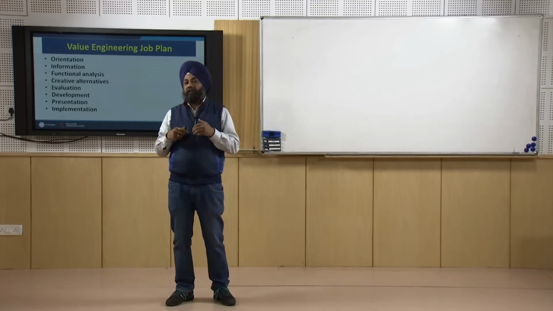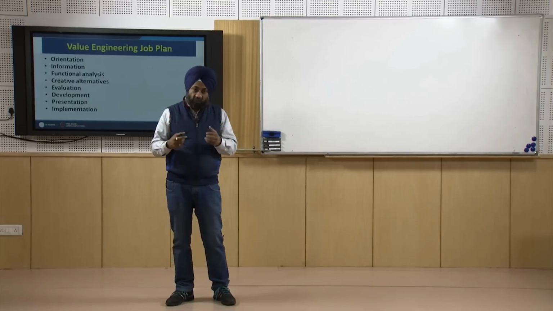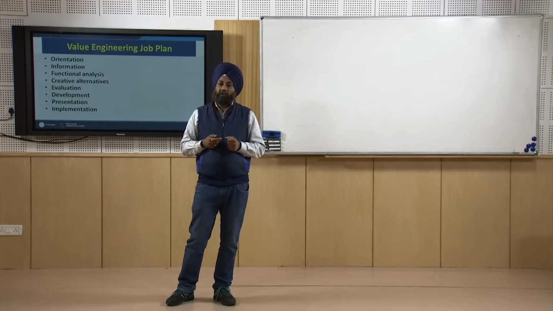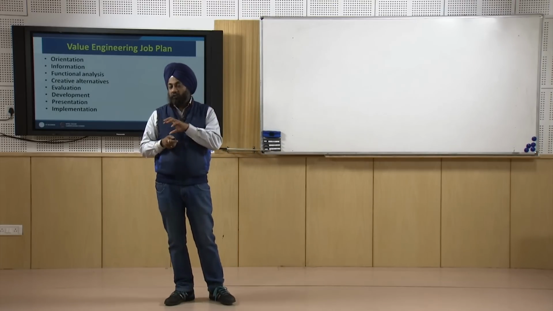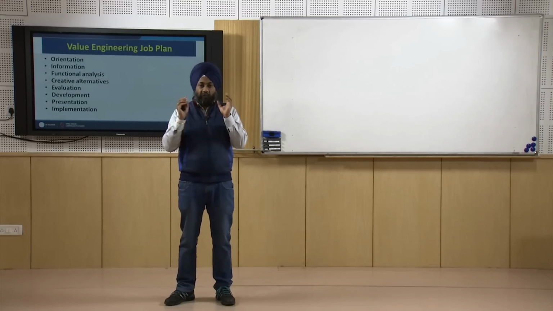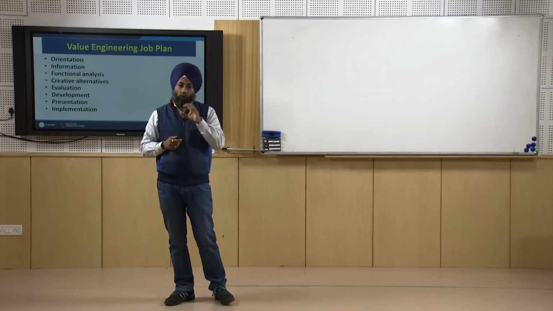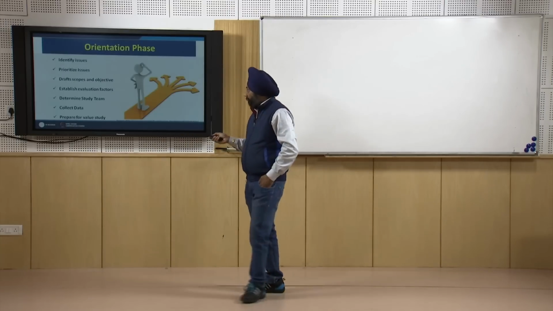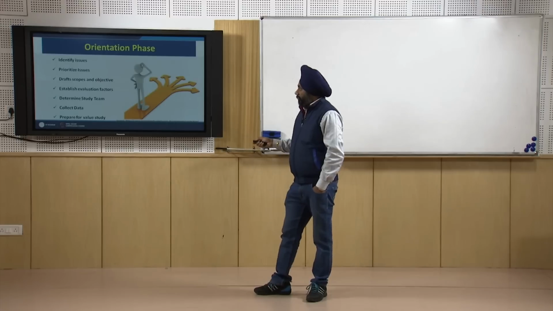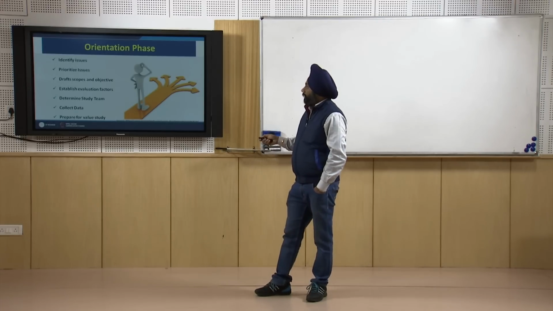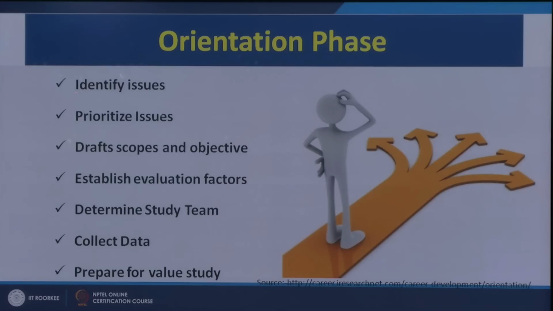That is, we are taught about the principles, the culture, the working ethics of that particular organization where we have joined. So, orientation in the case of the value engineering job plan is also maybe training or a kind of customization of a group of individuals with the problem. So, first orientation, let us see what we have on the slide. In the orientation phase, the value engineering team will identify the issues, prioritize the issues, then they will draft scopes and objectives, establish evaluation factors, determine the study team, collect data, and prepare for the value study.